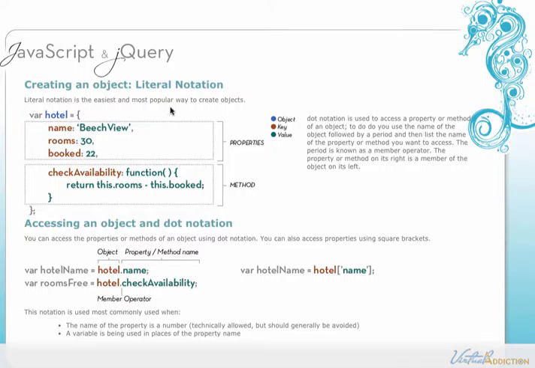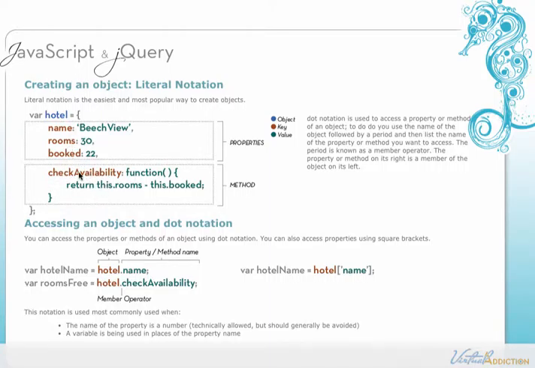You separate each key from its value using a colon, and you separate each property and method with a comma. But you don't put a comma after the last value. So these right here are the properties, and this right here is the method.